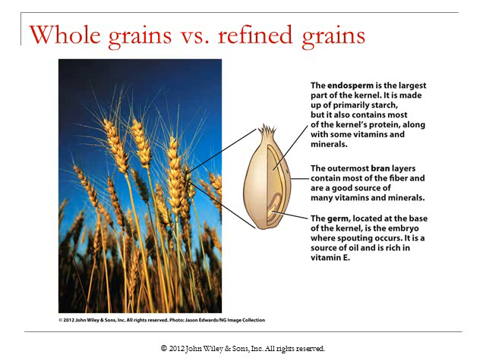Now, when we refine grains, typically what's done is you remove that seed coat, so you get rid of the bran, and you also strip the germ out of the plant. So you're left with just the endosperm, the really starchy, very carbohydrate-rich part of that seed.